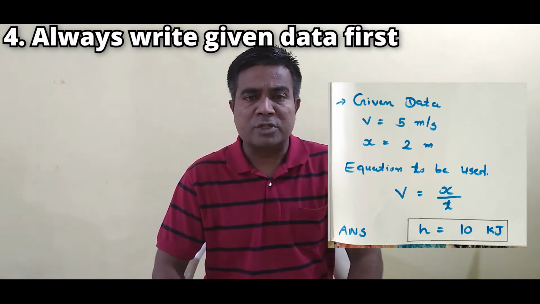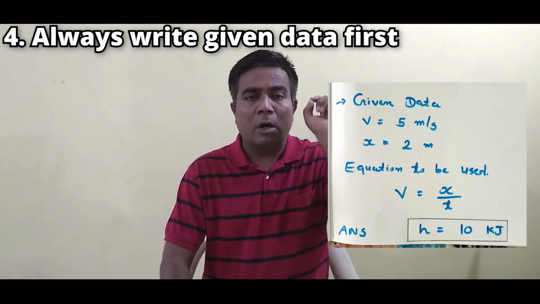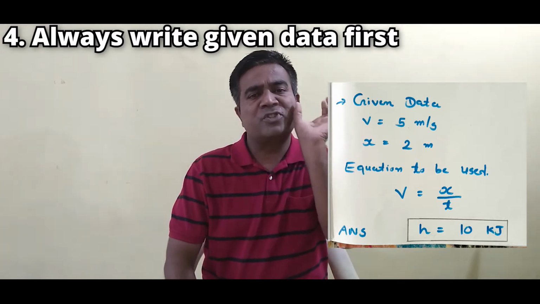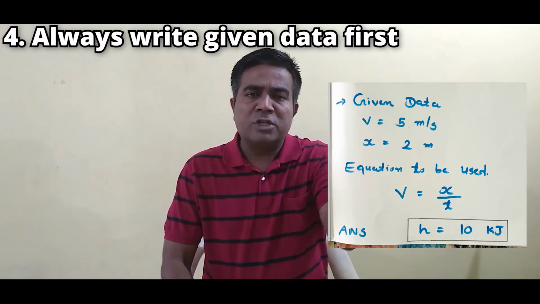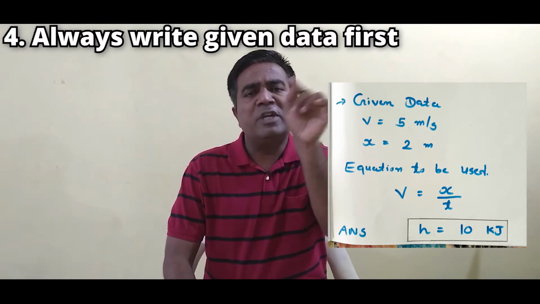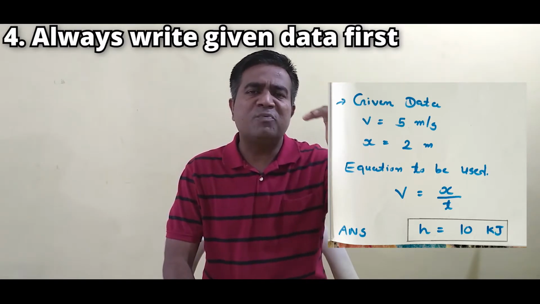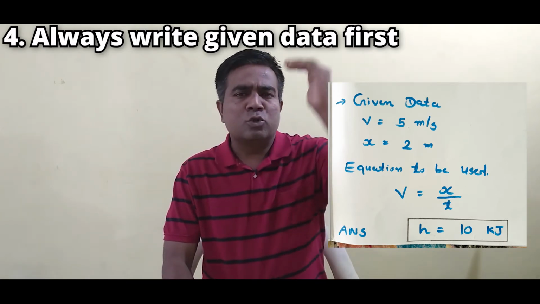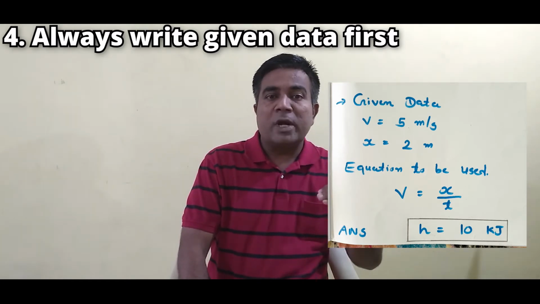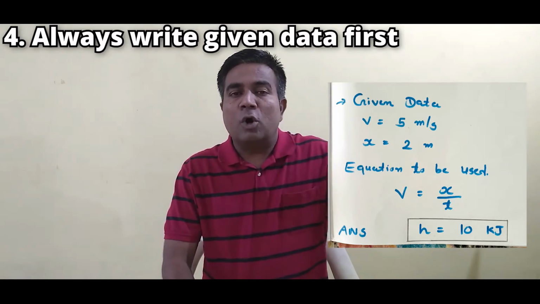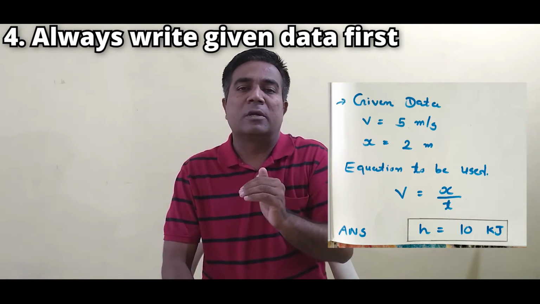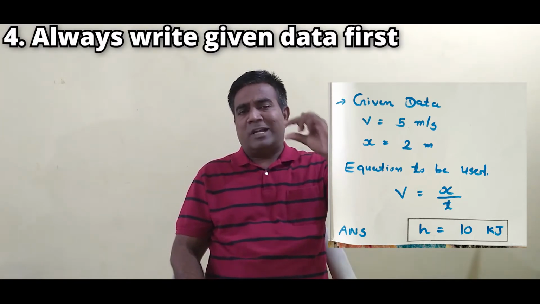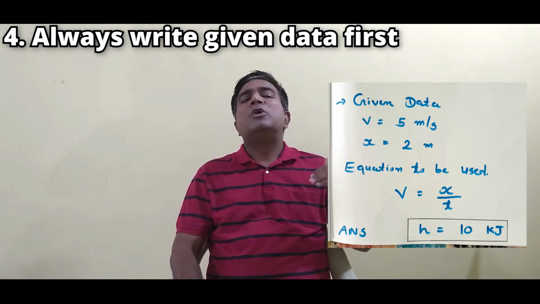Point number 4: particularly for engineering and science students, you need to solve some numericals in your exam. When a numerical question is there, always start your writing with the given data. Whatever data is given in the numerical, first write it, like velocity v equal to 5 meter per second, x equal to 2 meter, acceleration equal to 2. Then write the applied equation or the empirical correlation, which equation or correlation is required to solve that numerical. Write this second, and then start your numerical.